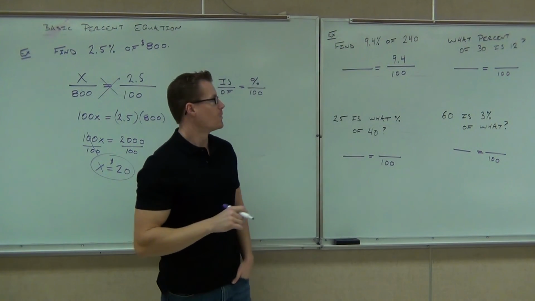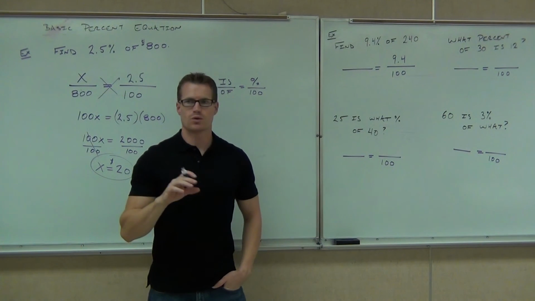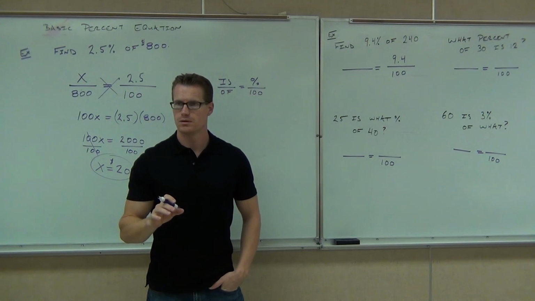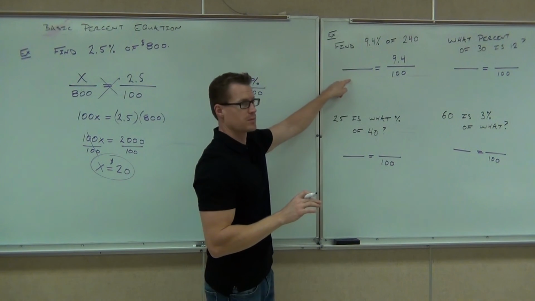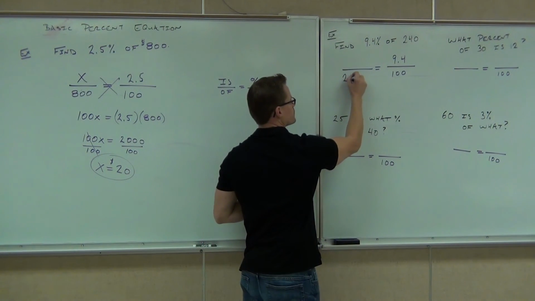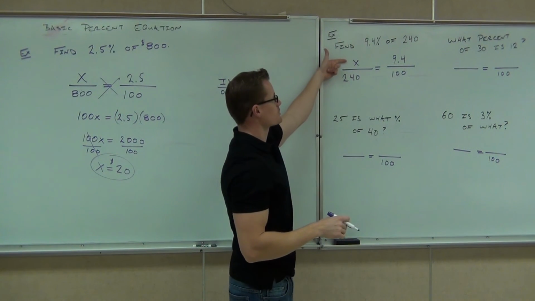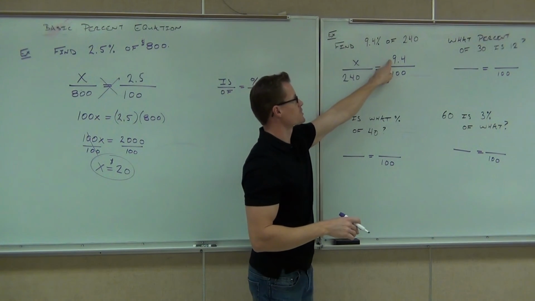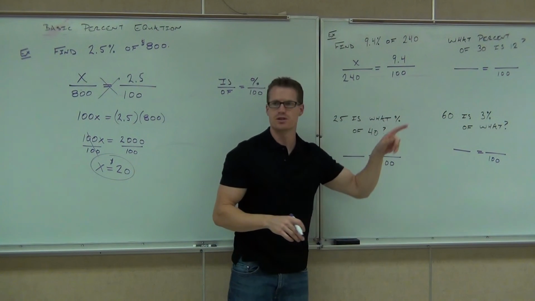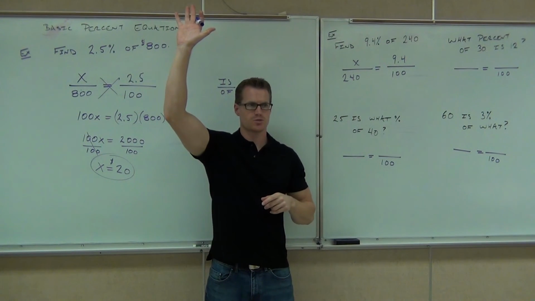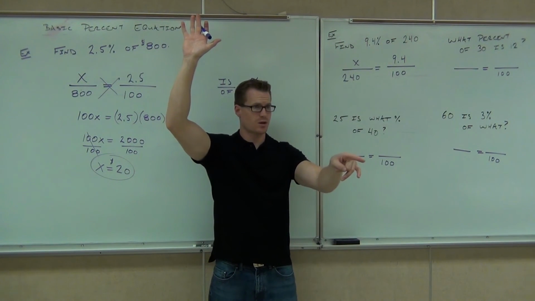Okay, now, is the 240 an is or an of? It's an of, so does it go on the top or the bottom? Bottom. Good. What goes on the top? X. Find means what is. What is x? 9.4% of 240, that's always 100. Did you get that one set up correctly? Just worry about the setup right now. Left-hand side, did you get that set up correctly?